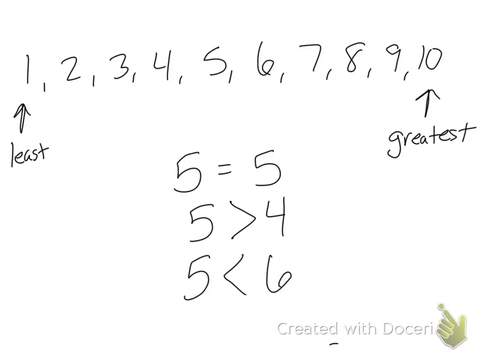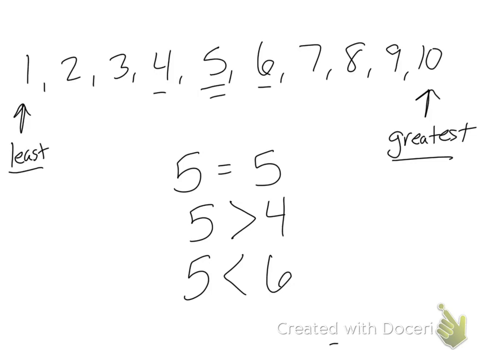So when we count from 1 to 10, we count in order from least to greatest. Out of these numbers, number 1 is the least and number 10 is the greatest. Since these numbers are arranged in order, we can easily see that 5 is greater than 4 and that 5 is less than 6.